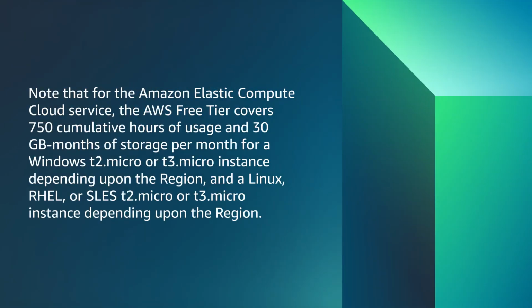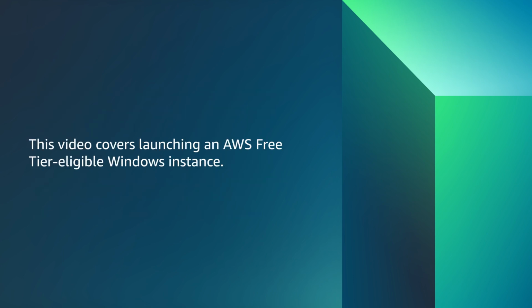Note that for the Amazon Elastic Compute Cloud Service, the AWS Free Tier covers 750 cumulative hours of usage and 30 gigabyte months of storage per month for a Windows T2 Micro or T3 Micro instance, depending upon the region, and a Linux or RHEL or SLES T2 Micro or T3 Micro instance, depending upon the region. This video covers launching an AWS Free Tier eligible Windows instance.